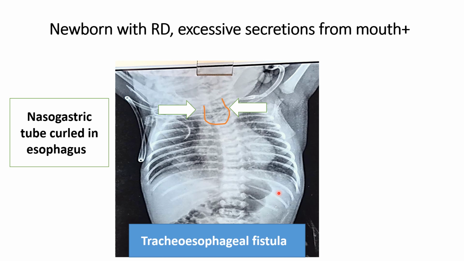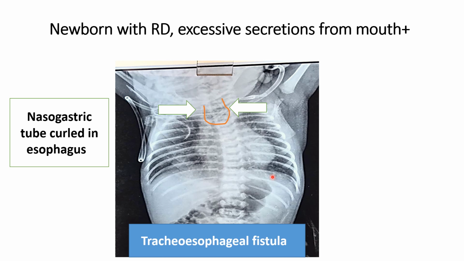There are 5 types of tracheoesophageal fistula. In type A and B, stomach air will not be visible, while in the other 3 types, C, D, E, stomach air will be visible. In type A, there will be isolated esophageal atresia. In type B, there will be a proximal fistula with distal atresia. And in type C, which is the most common type, there will be proximal atresia with a distal fistula, which is present in 85% of cases. And in type D, there will be a double fistula with intervening atresia.